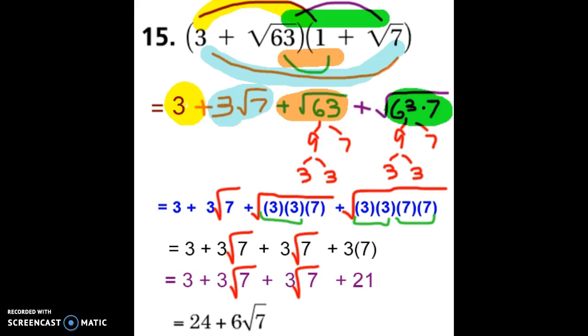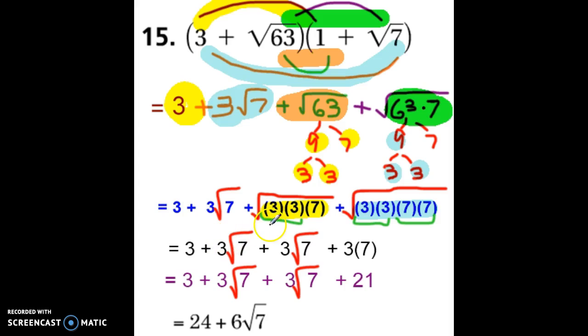And I'm going to factor, because I notice right away I can factor 63 to 9 and 7, so then I get 3 and 3. So under the radical, I get 3, 3, 7. I'm going to factor 63. I see I get exactly the same answer, but 7's under the radical. So I get 3, 3, 7, 7.